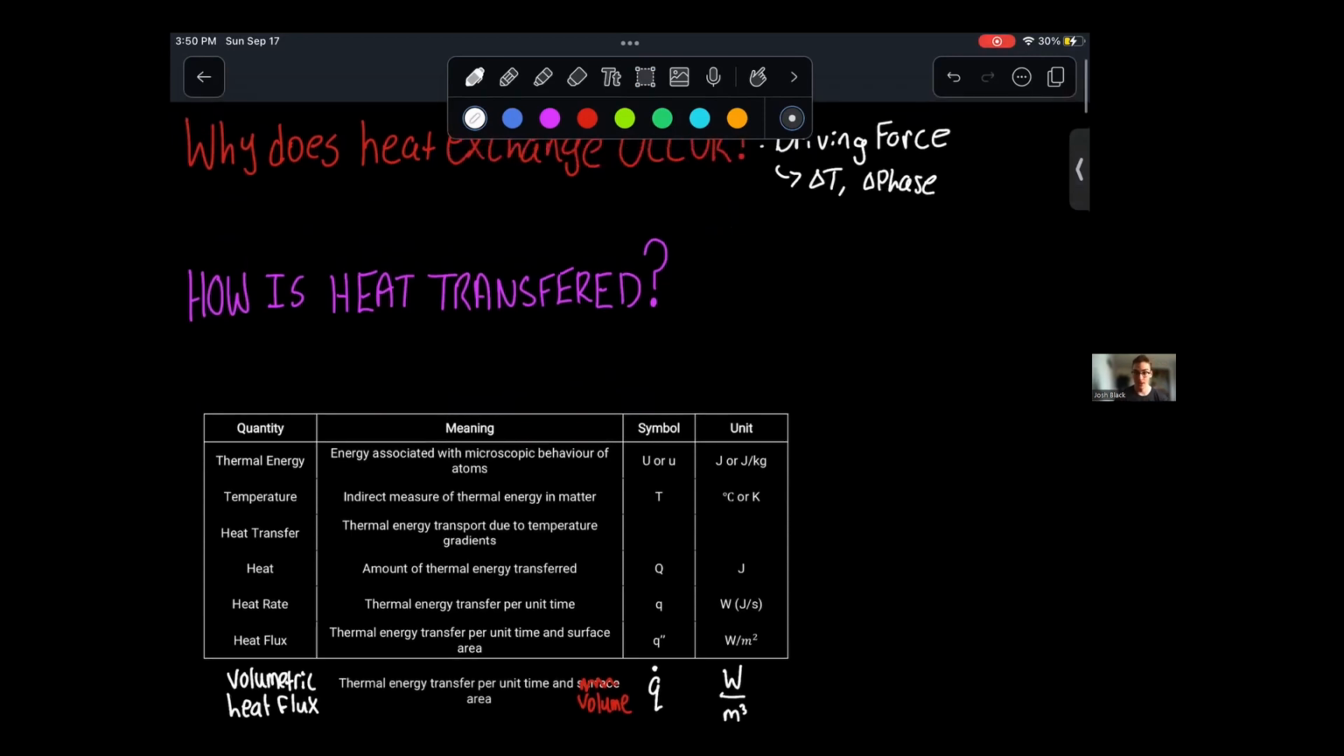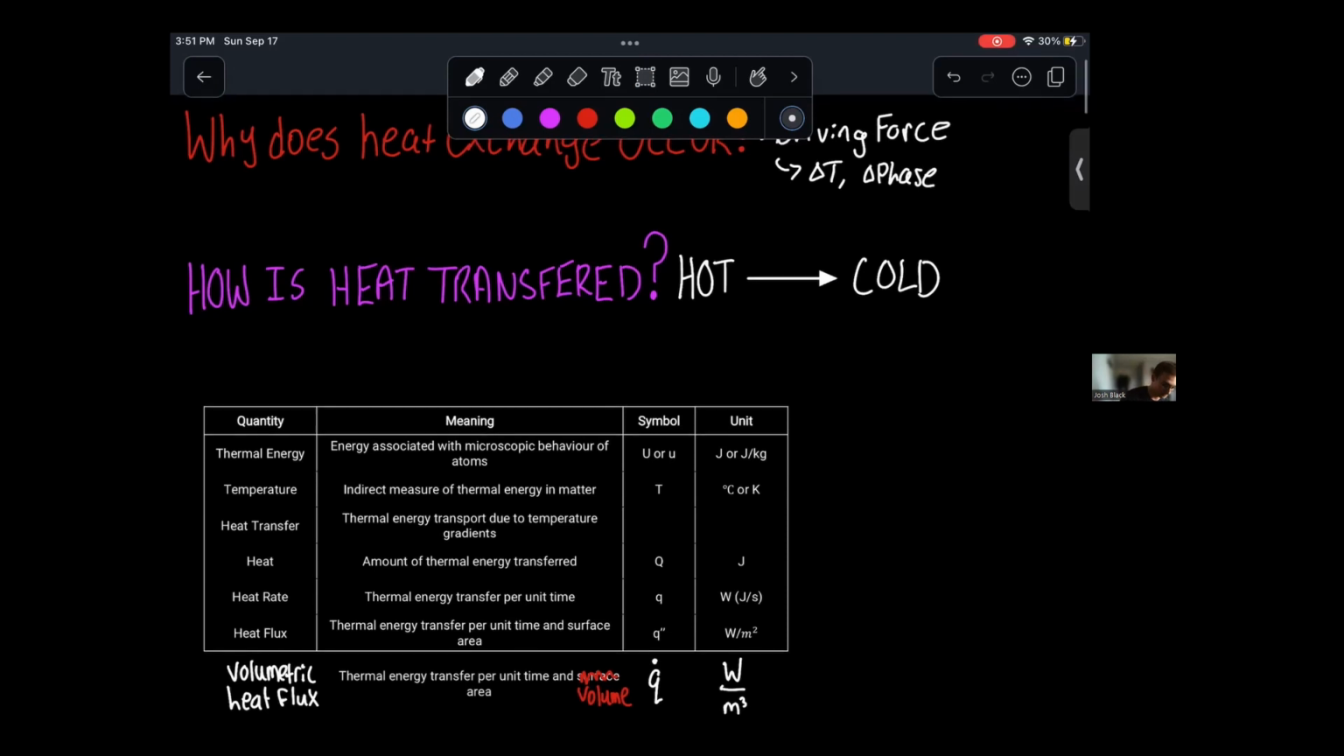Now, how is heat transferred? More specifically, what I'm trying to ask is, in what direction is heat transferred? This is very important as it's going to allow us to understand a lot of assumptions that we're going to have to make in future problems. How is heat transferred? It goes from the hot side to the cold side. Now, this might seem simple in theory, but it's a very powerful assumption that we're going to have to make in a lot of problems going forward.